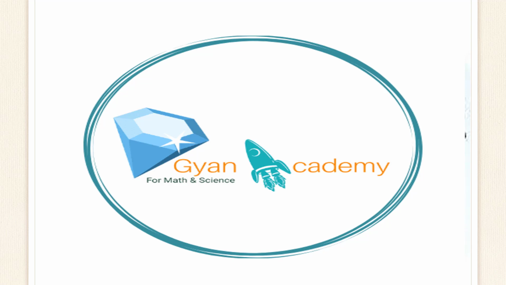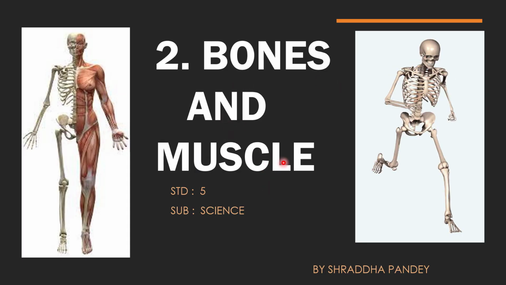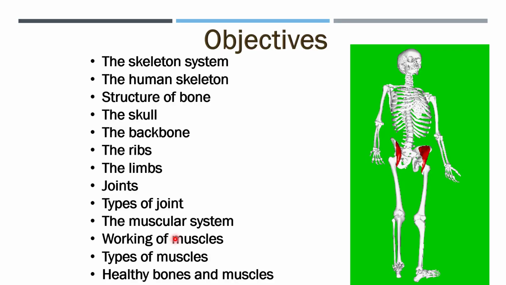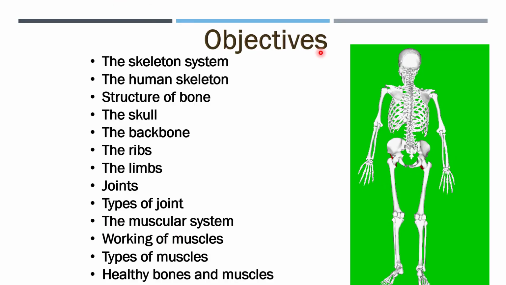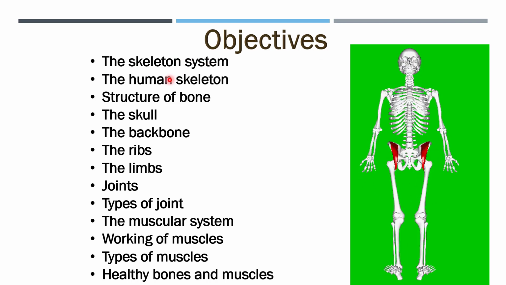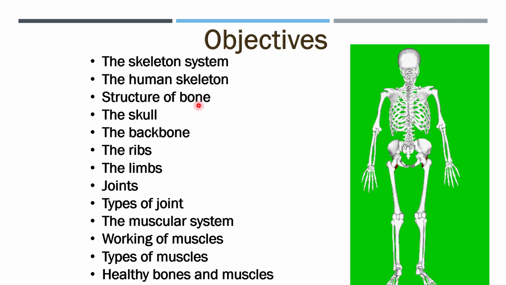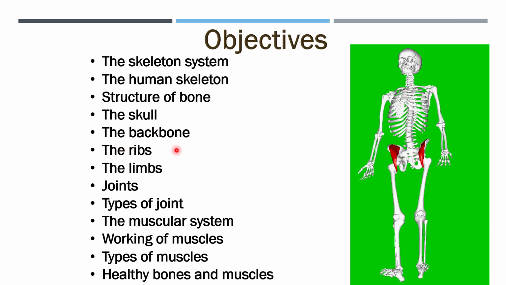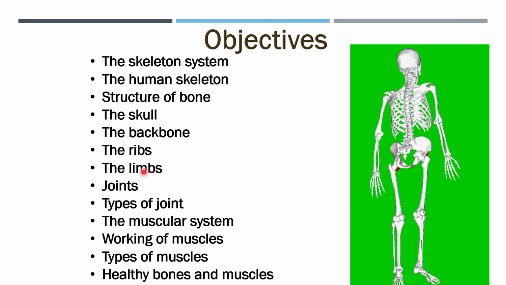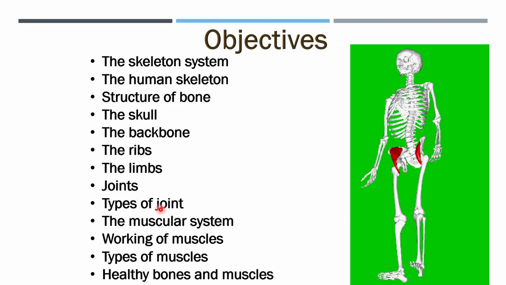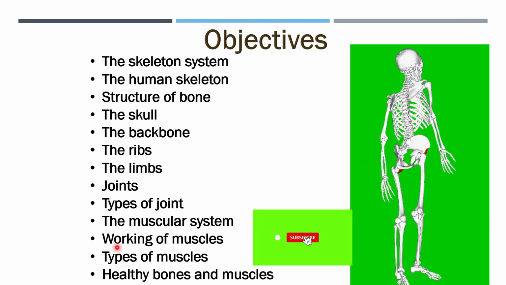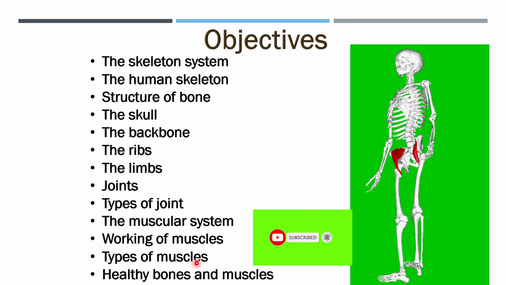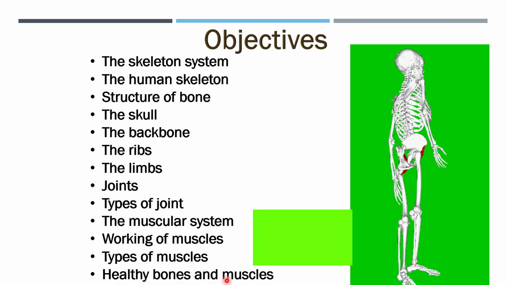And in this video, I'm going to talk about an interesting topic with you all. That is bones and muscles, which is the second lesson of 5th standard science from the Ashton publication textbook of the ICSE board. In this lesson, we will be covering the skeleton system, the human skeleton, structure of bone, the skull, the backbone, the ribs, the limbs, joints, types of joints, muscular system, working of muscles, types of muscles, and healthy bones and muscles.